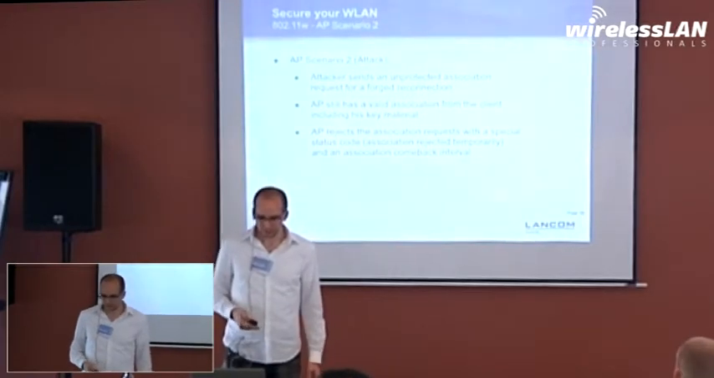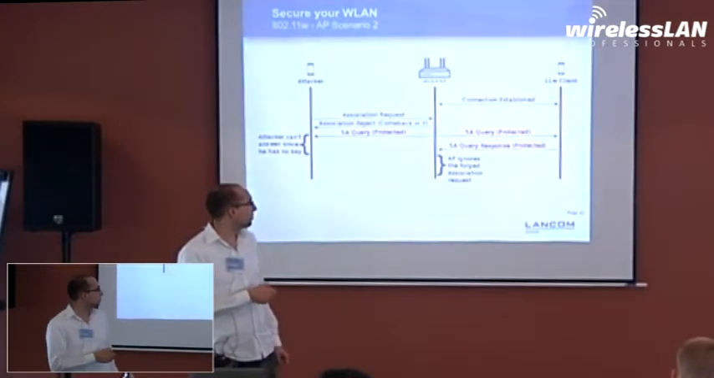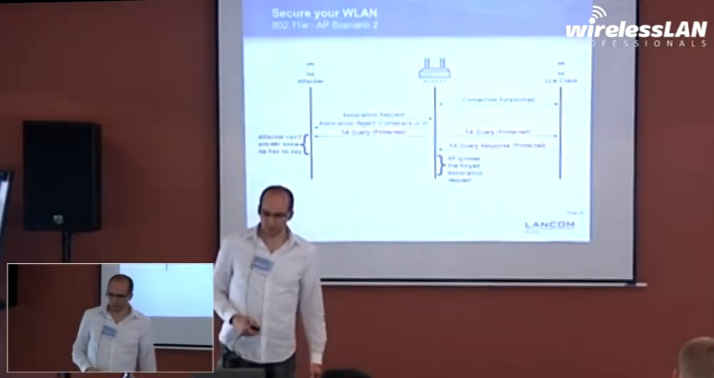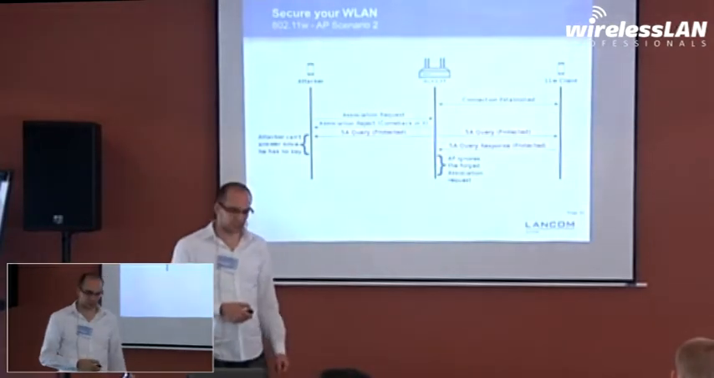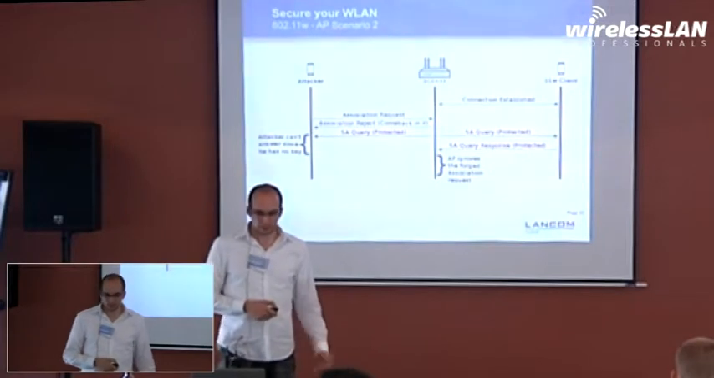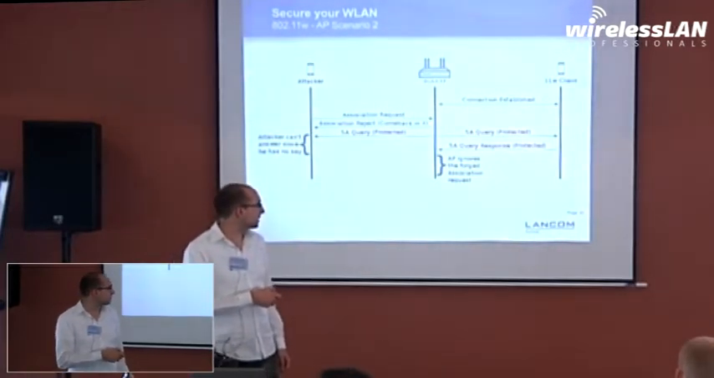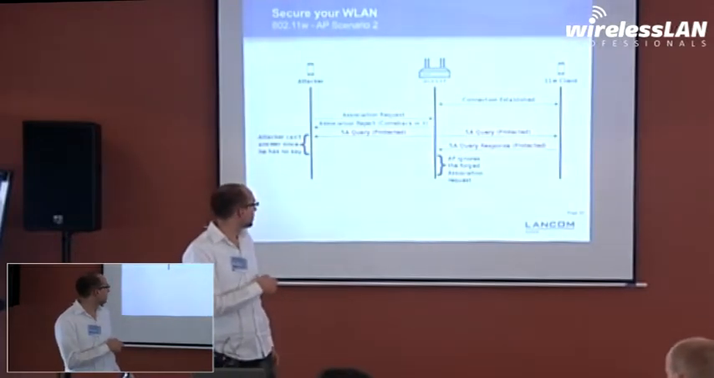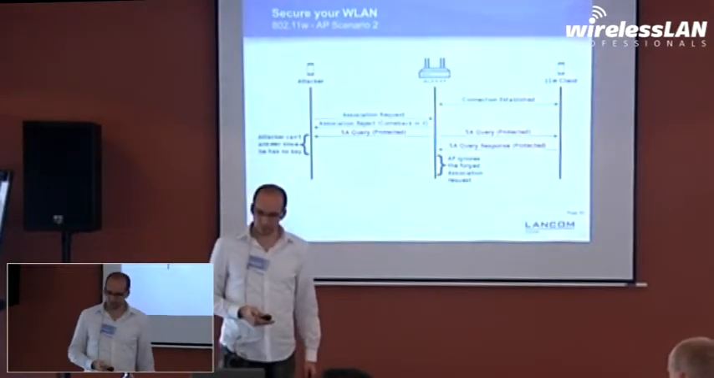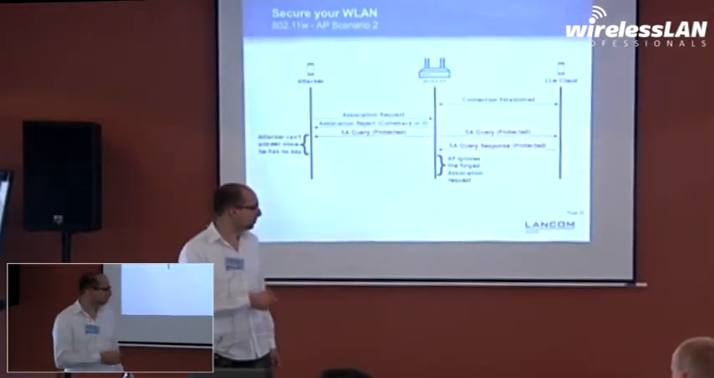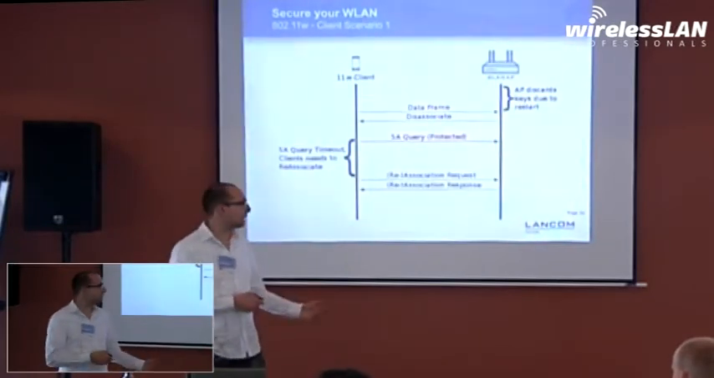In case of an attack, an attacker could send an association request, although there's a connection established between AP and client, and the AP again will react with an association reject and start the SA query phase. And now there's a client who can respond to this SA query, of course protected. The attacker is not able to handle the protected frames, and the AP will just ignore the association request from the attacker.